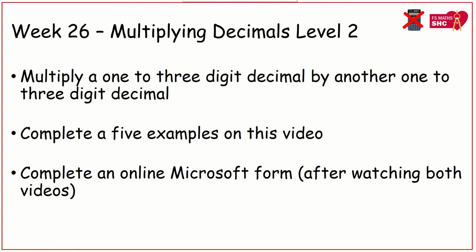Notice in the top right hand corner we've got the no calculator sign. So what we're doing here is for the non-calculator paper. I'm going to go through what you need to do for your exam. So you're going to have to multiply a 1 to 3 digit decimal by another 1 to 3 digit decimal, and I know you're on the edge of your seat.